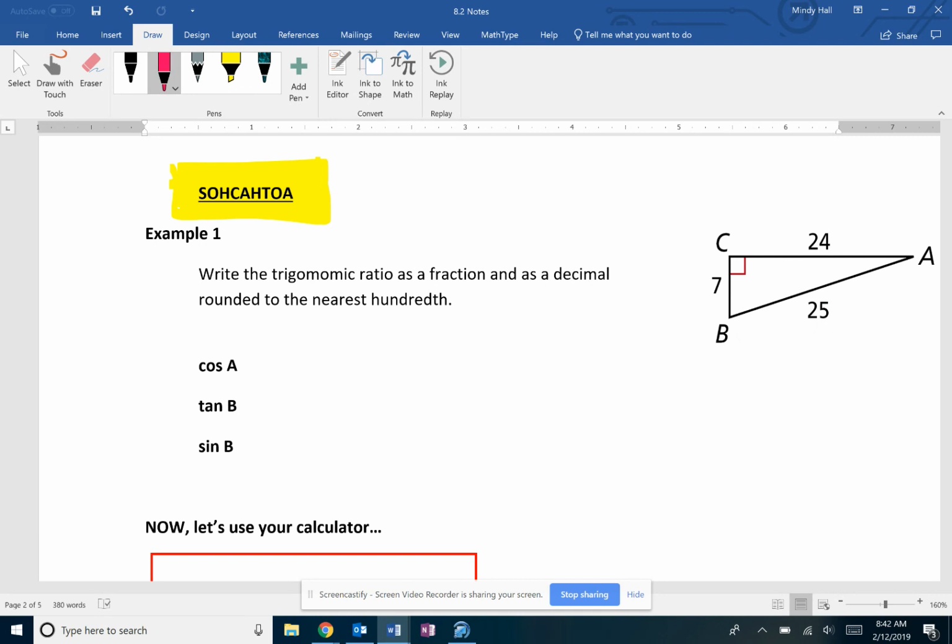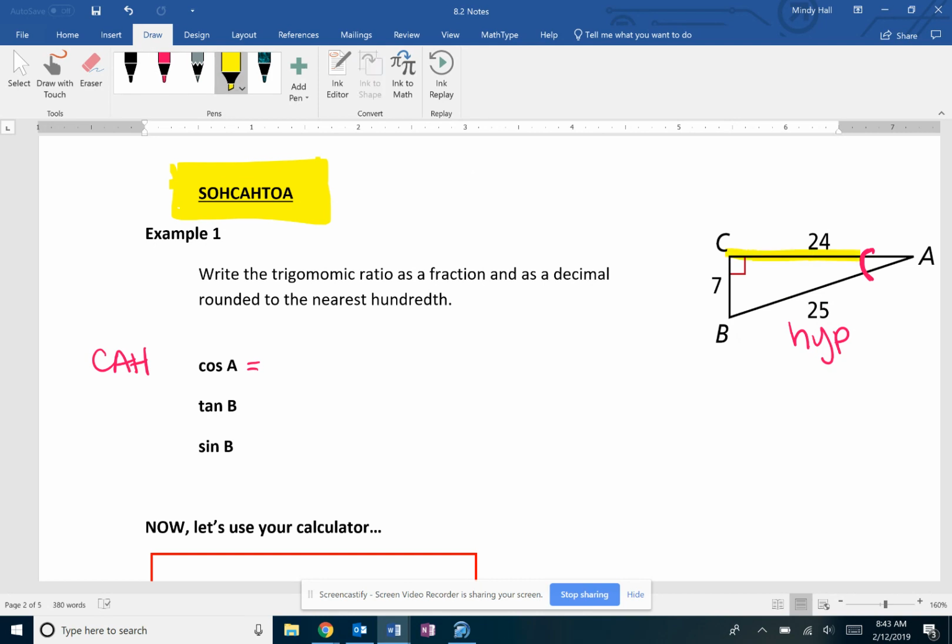So looking at this, we need to write a trig ratio as a fraction and as a decimal rounded to the nearest hundredth. So looking, we want cosine A. So that tells me I'm looking at A. Cosine is the CAH, C-A-H. So I already have my C. I need my adjacent and my hypotenuse. So looking at this, I know that 25 is my hypotenuse.